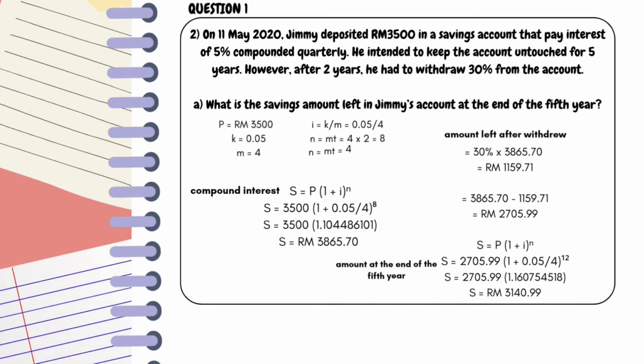On 11 May 2020, Jimmy deposited 3,500 in a savings account that pays interest of 5% compounded quarterly. He intended to keep the account untouched for 5 years. However, after 2 years, he had to withdraw 30% from the account. A. What is the savings amount left in Jimmy's account at the end of the 5th year?